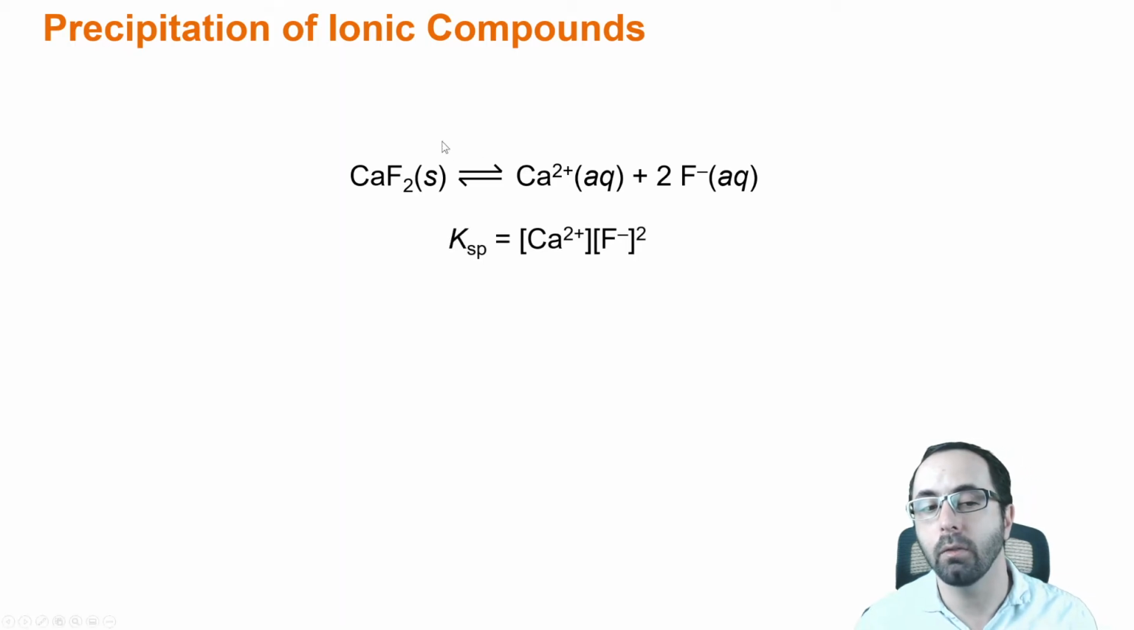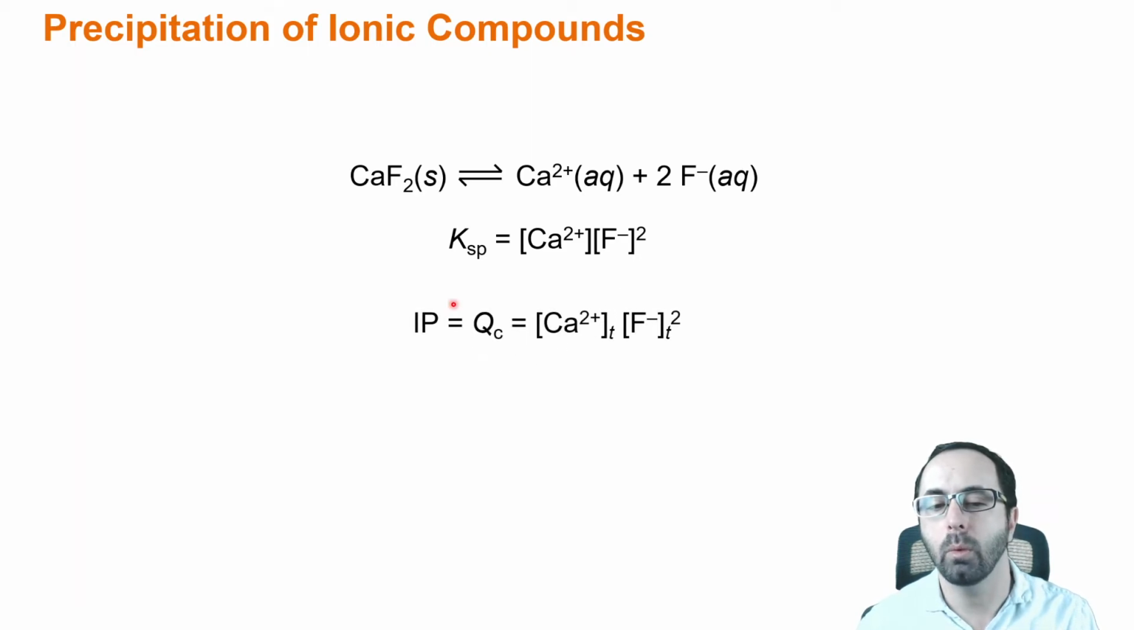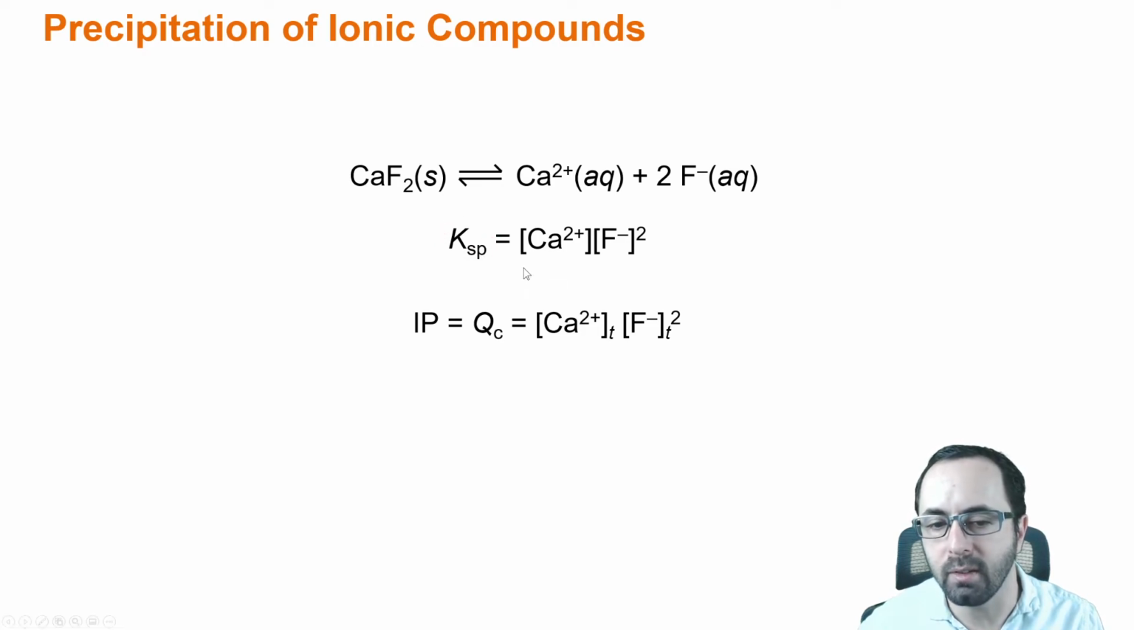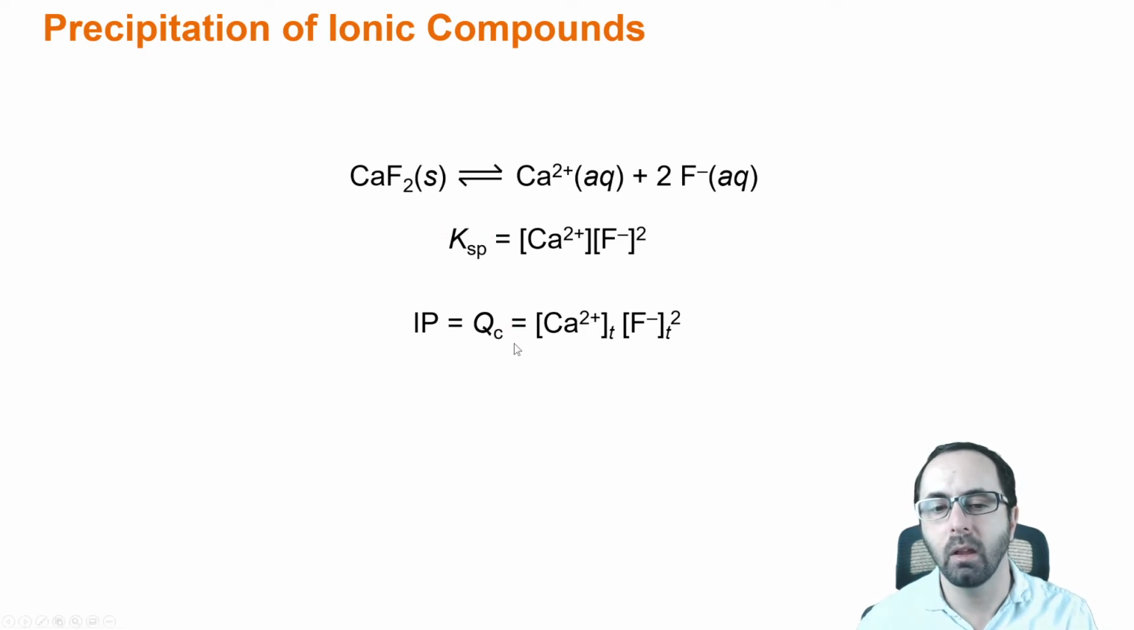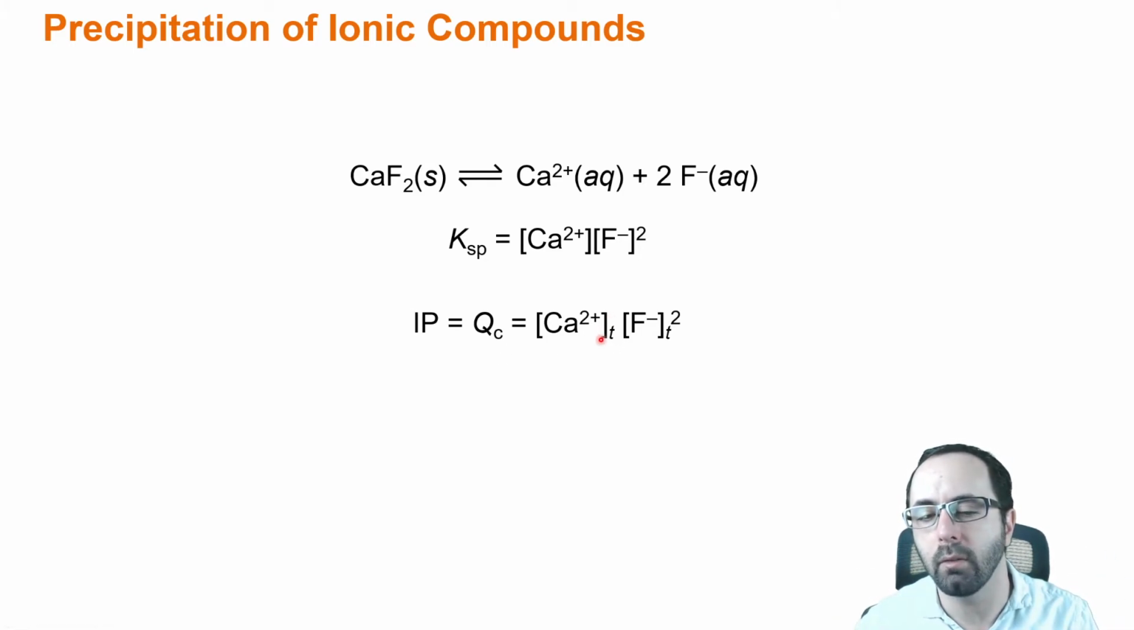So again, here for our calcium fluoride example, the KSP is calcium ion concentration times fluoride ion concentration squared, since there's a 2 there. And we can also determine a Q. So remember, Q is the same as K, except that the concentrations don't necessarily have to be equilibrium concentrations. They can be whatever concentrations we happen to have at the time.